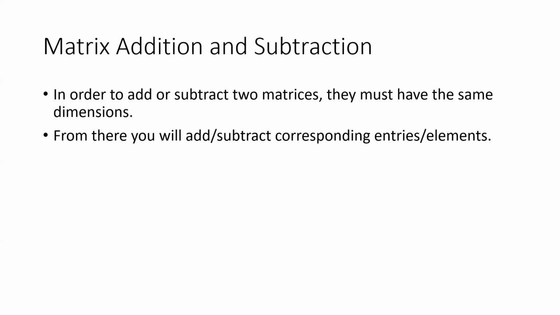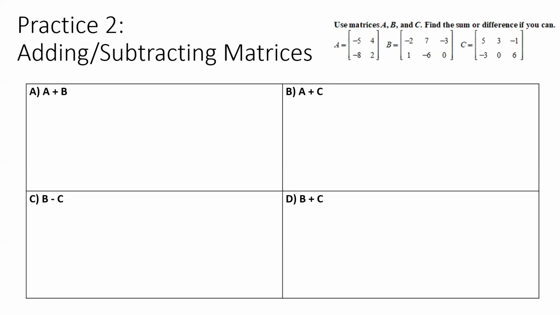So that's pretty straightforward. So up first, we have these three matrices. So we have matrix A, B, and C. So we're going to first identify the dimensions of each one of them. Okay. So the dimensions of matrix A are what? What's the dimensions? It's a 2x2. Dimensions of matrix B, what is B?